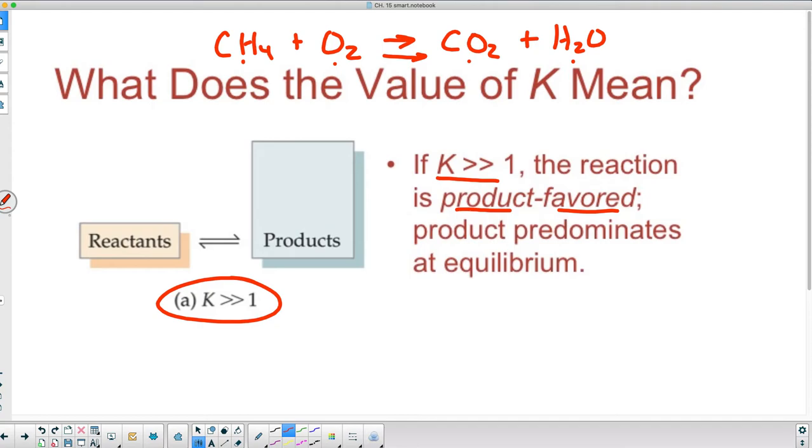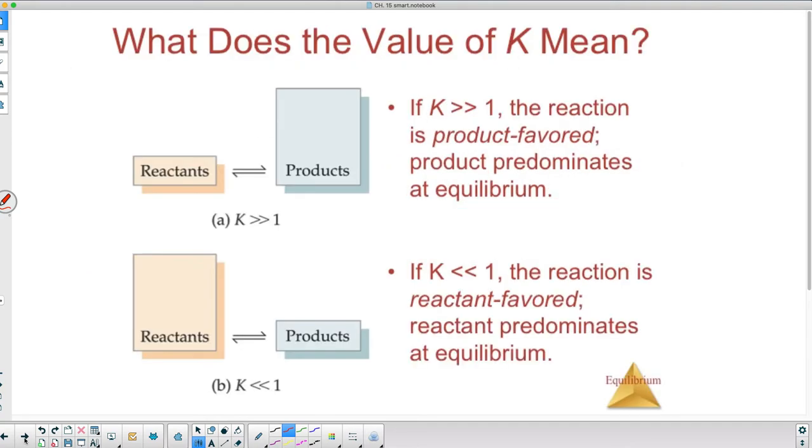Many of the reactions that we talked about up till this point actually do favor the products. That's because we're producing something new, which is kind of the point of chemical reactions. But they don't all do that. Sometimes you put reactants together and you get very little product. You still get some, but very little. So if K is much larger than 1, that means that products are favored. If K is much smaller than 1, that means the reactants are favored.